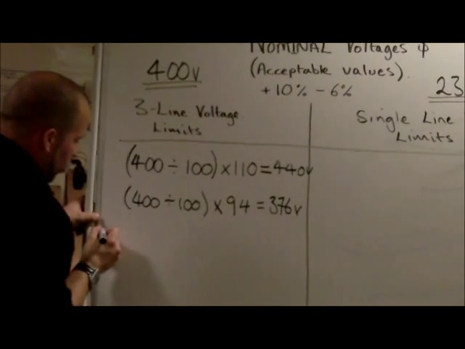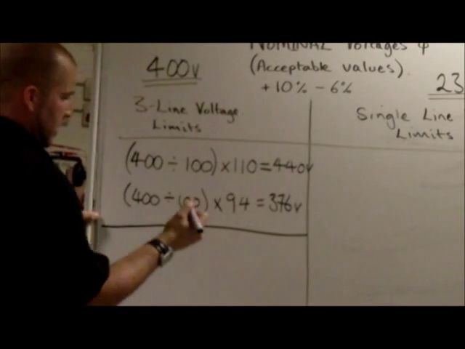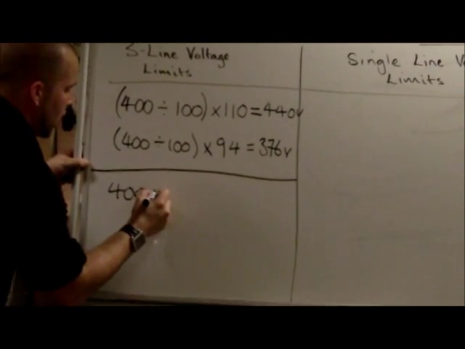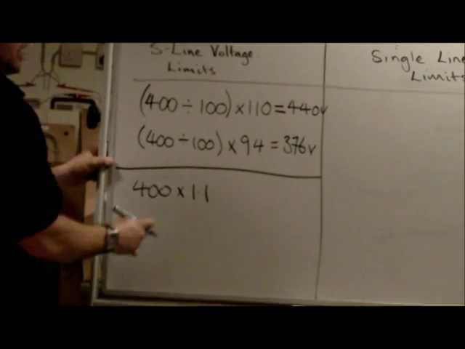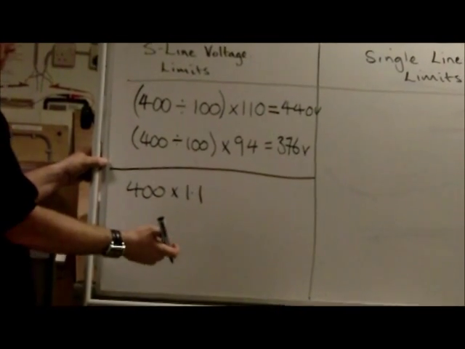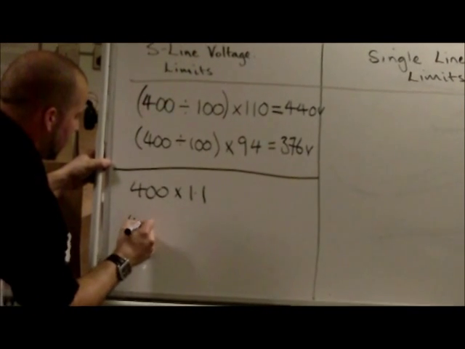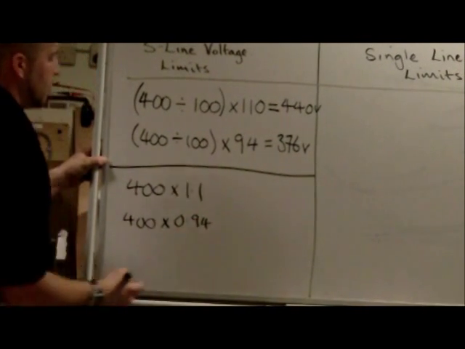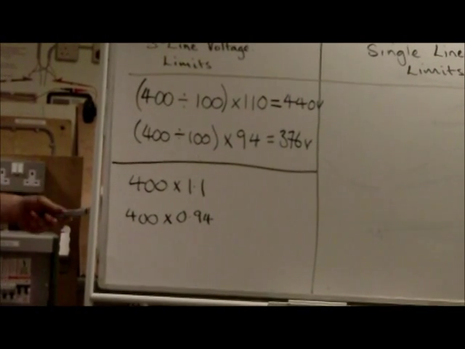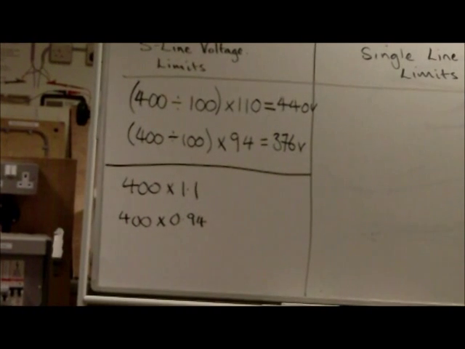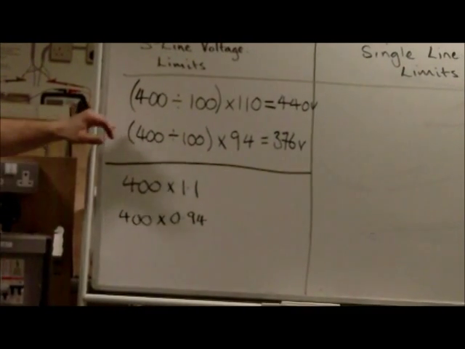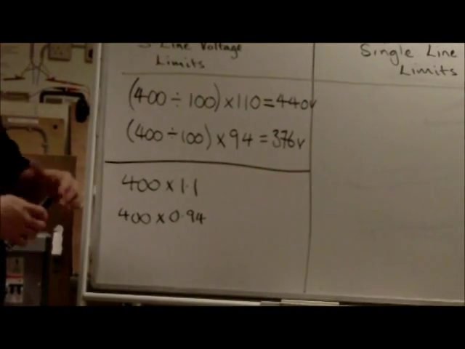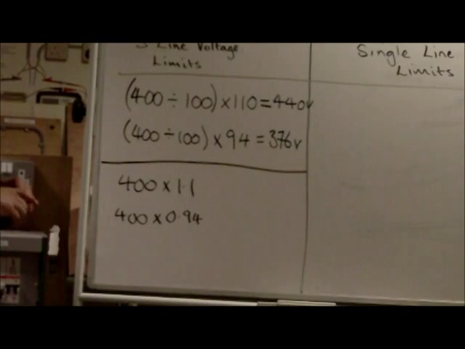Now I'm just going to show you a quicker way of doing this. You could do 400 times 1.1, and that's adding the 10% on. You could also do 400 times 0.94, and that will give you 94%, and you'll get exactly the same answers. So as long as we're between those two values when we're measuring the voltage, that is what we call an acceptable value.